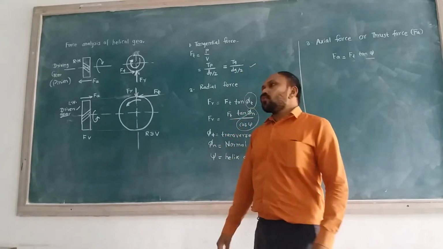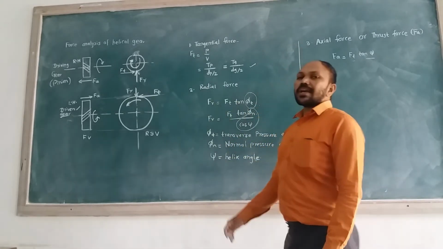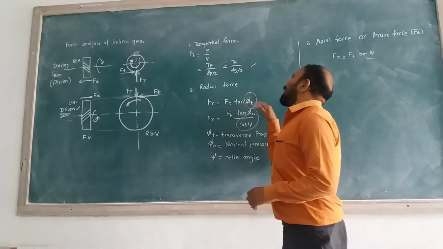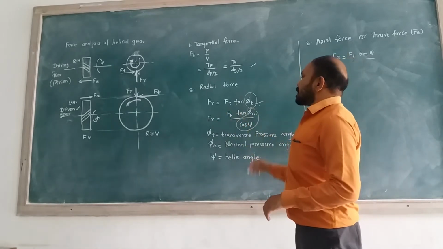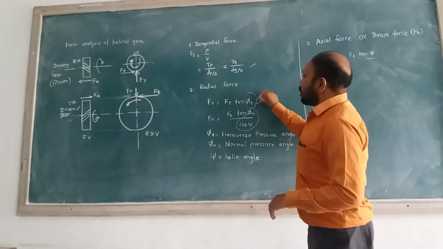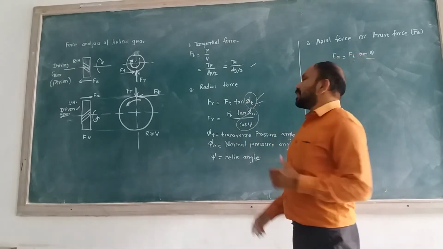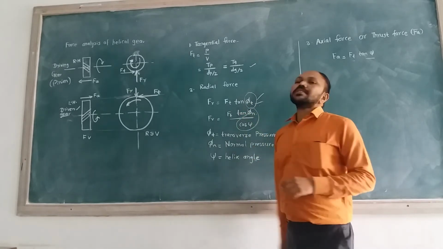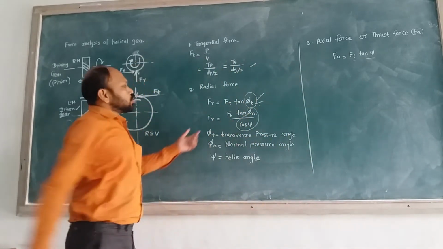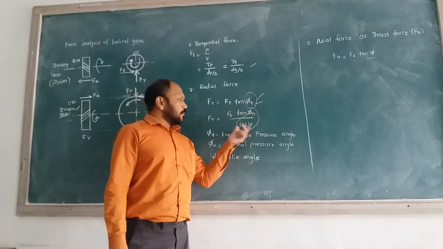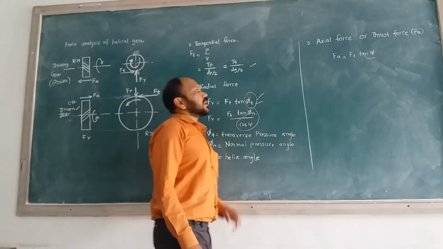Second is the radial force. If we have already calculated the tangential force, then by using some relations we are able to calculate the radial force. That is Fr is equal to Ft into tan phi t. What is this phi t? Phi t is the pressure angle in the transverse plane. Then Fr is equal to Ft into tan phi n upon cos psi. Why have we written this? Because one more relation is available, that is tan phi t is equal to tan phi n upon cos psi. So by using that formula, we just substitute the tan phi t value here. So Fr is equal to Ft into tan phi n upon cos psi, where phi n is the pressure angle in the normal plane and psi is the helix angle.